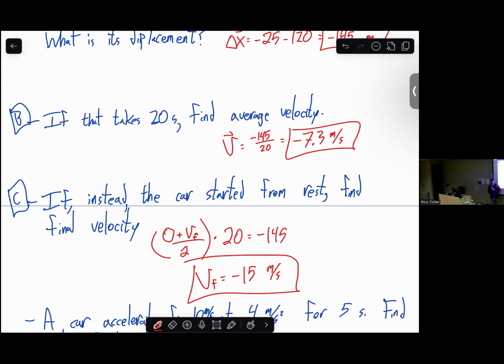But one way that is not legal to think about it is to say that my final velocity is my same velocity, negative 7.3 meters per second, because this is assuming that you're moving steadily. If you start from rest, you're changing your velocity. If you're changing your velocity, you have to have a different initial from final. You can't just use distance equals velocity times time. There are many different velocities.